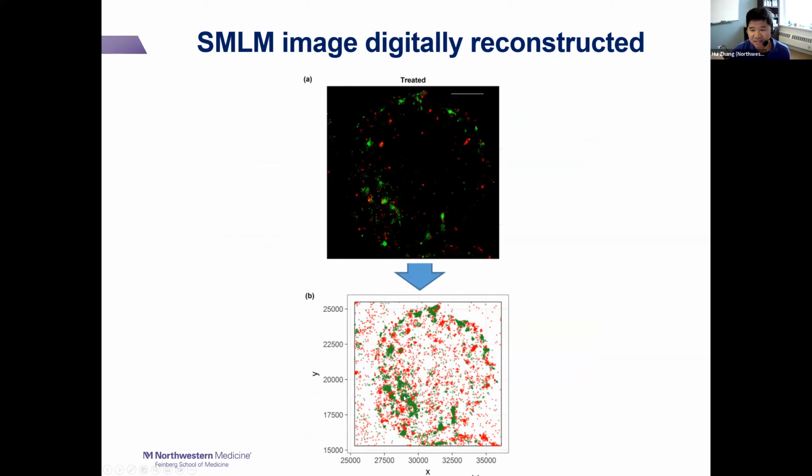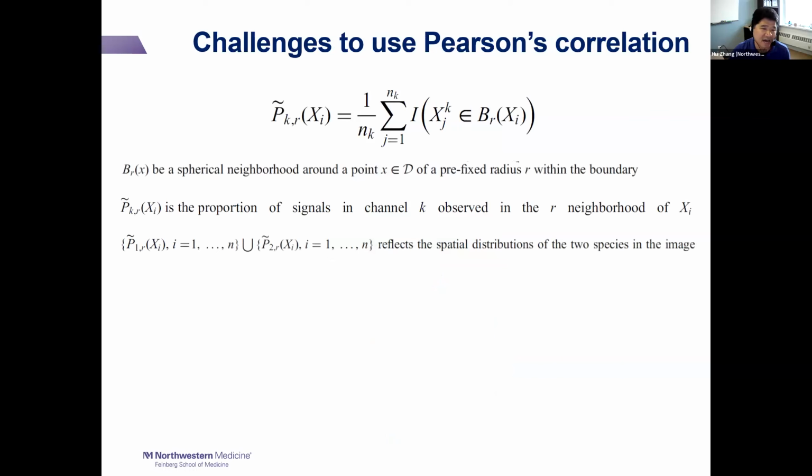So now we want to quantify the polarization between the red and the green protein. How to do that? The very straightforward idea is to use something similar to a Pearson correlation. If we find the correlation between the red signal and the green signal, and the correlation is maybe 0.9, they have very strong polarization; negative 0.5 means they repel each other.